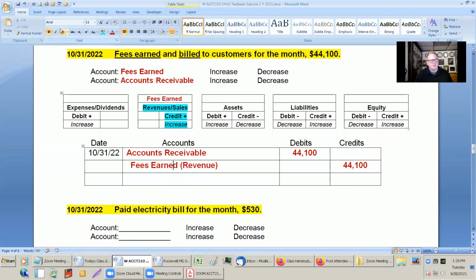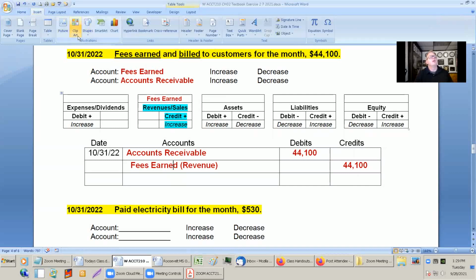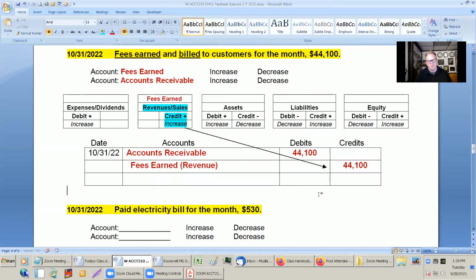So whenever you run into a revenue, it is similar to an expense. You see revenue, you can stop right there. Revenues are always credits. Within the credit, whatever's on the other side, whatever the other account is, it's going to be the debit. Now, I'm going to put that in just so that we work this whole thing out. Fees earned are always increasing.